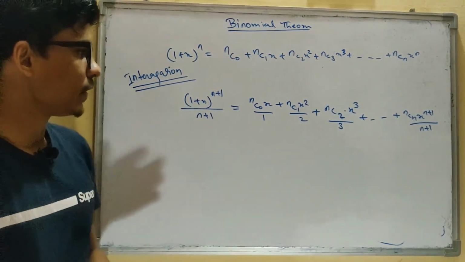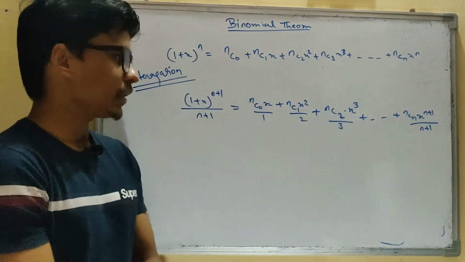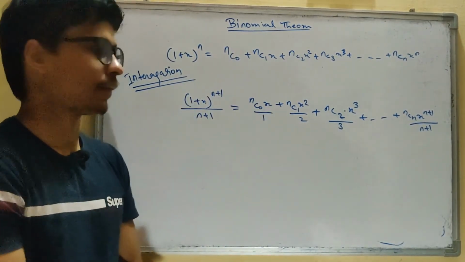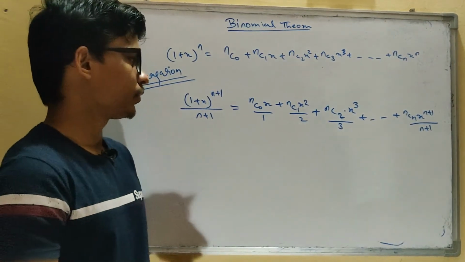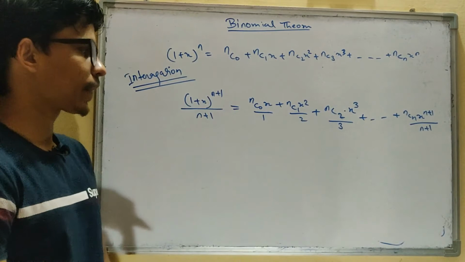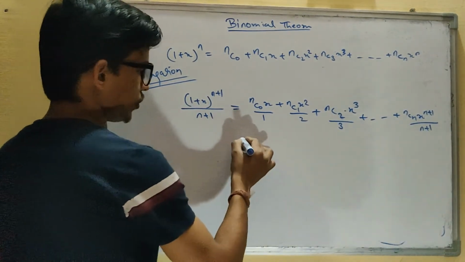What they will do is substitute some value of x. They can substitute any value of x, and then they will ask you to find the value of the particular expression. So this is how it happens.